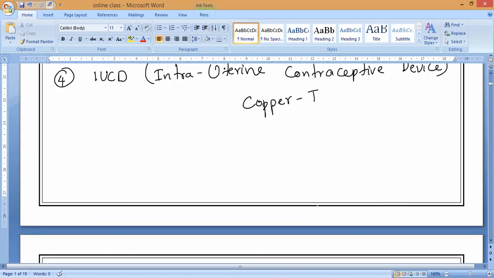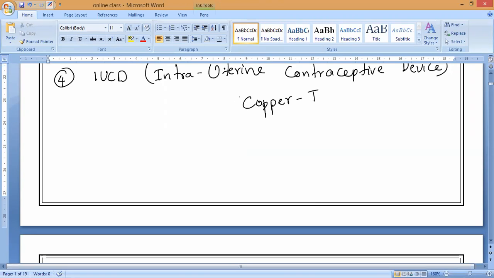Now here you can see a copper T is placed inside the uterus by a doctor or any kind of trained nurse, and this copper T prevents the implantation of the fertilized egg in the uterus directly. If a woman uses this copper T as a method of contraception for avoiding unwanted pregnancies, it cannot protect her from acquiring sexually transmitted diseases. That is the only difference between the physical barriers and this IUCD.